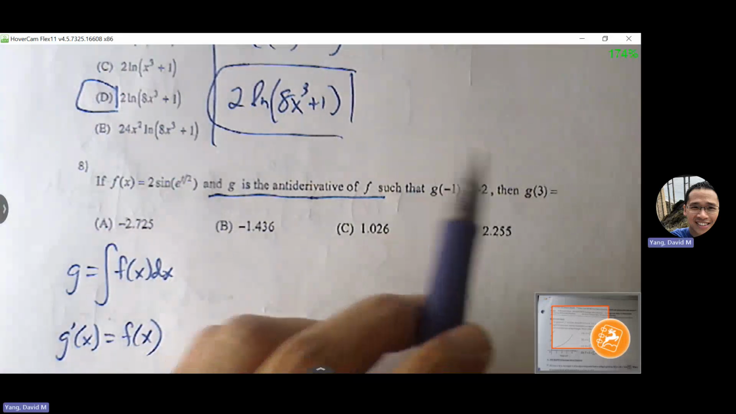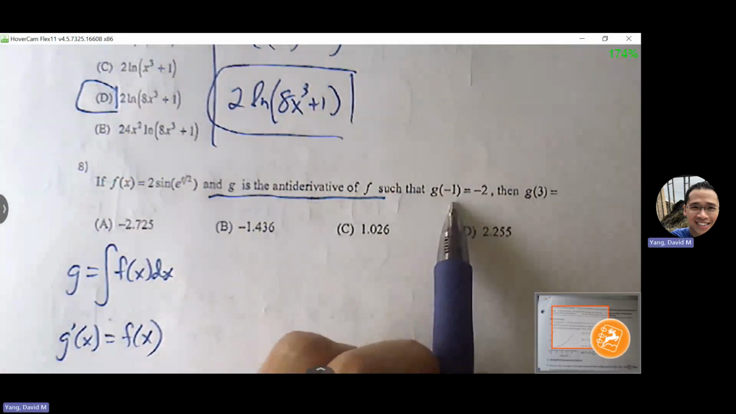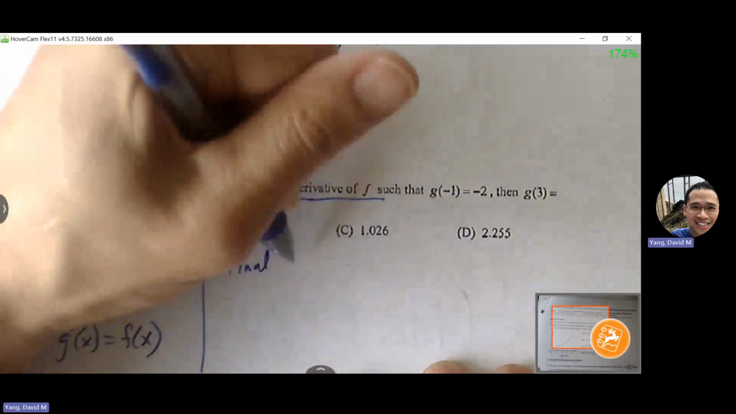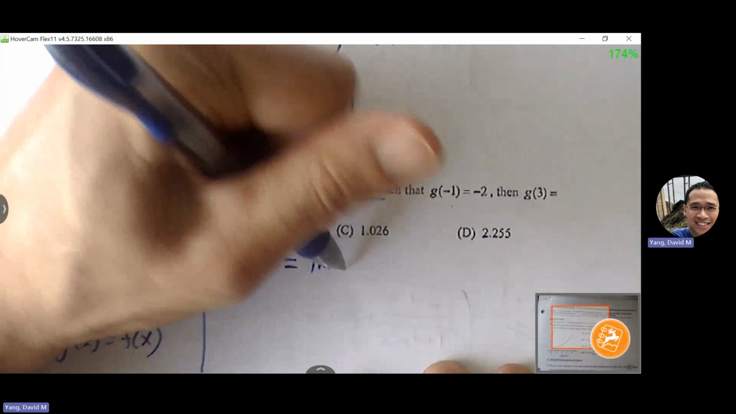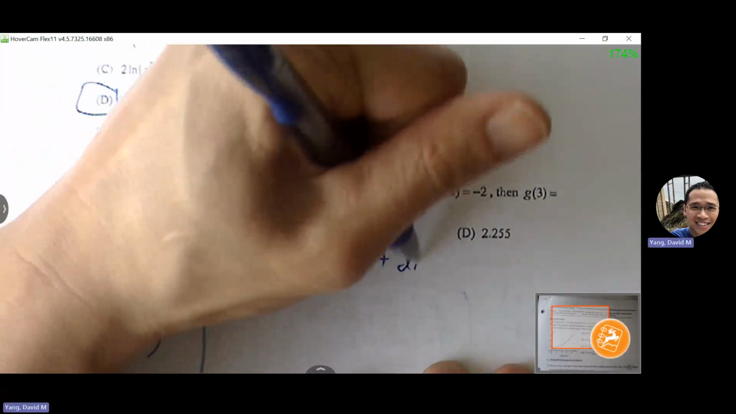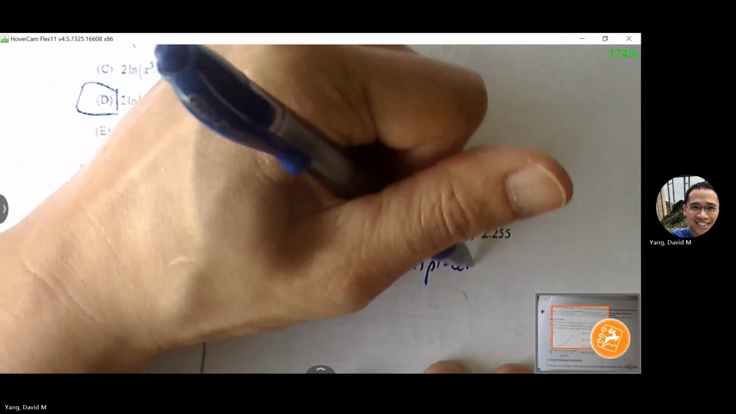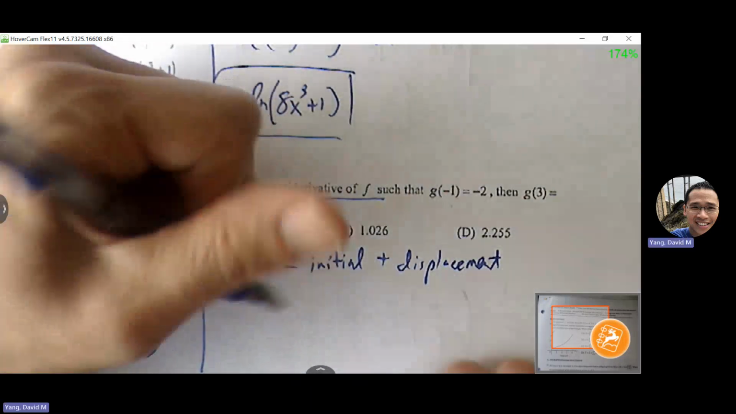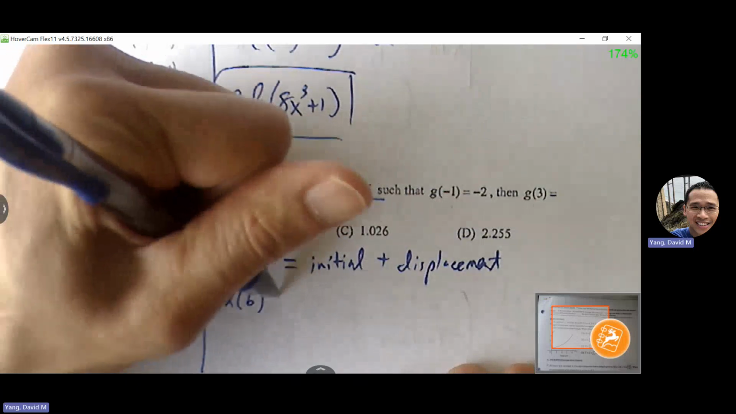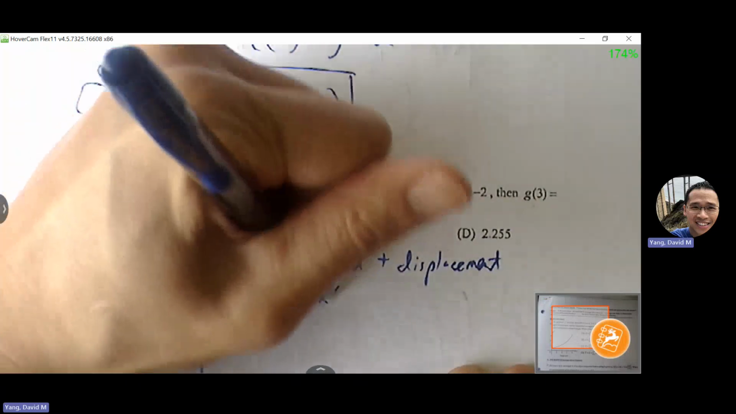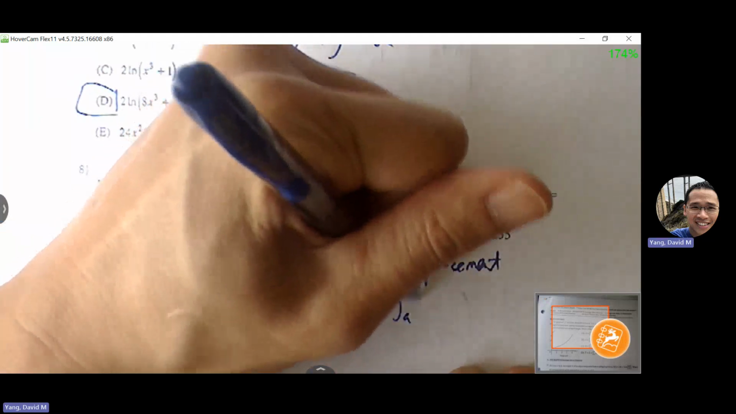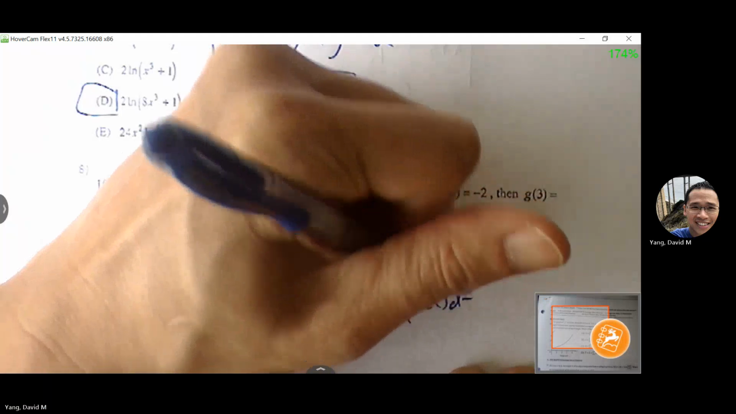Anytime I'm looking for a location and I have a starting point, I like to think in terms of final location equals initial location plus displacement. And typically, I think in terms of particle motion. So this is the formula that I have in my head: x of b equals x of a plus the integral from a to b of x prime. Final equals initial plus displacement.